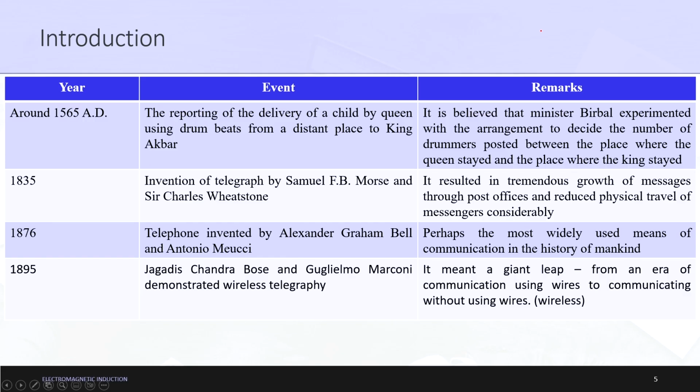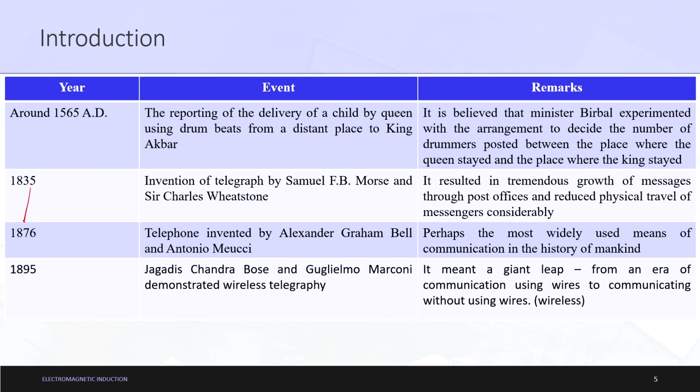What is a telegraph? A telegraph is just a simple device which is used to communicate information from one place to another place. So, as you can see, from around 1560, in just around 200 to 300 years, there was a huge difference in the way of communication. First they were talking using drummers, and now they are using a telegraph. So, it resulted in tremendous growth of messages through post offices and reduced the physical travel of messengers considerably. The drummers do not need to go to far places just to pass on a small bit of information.